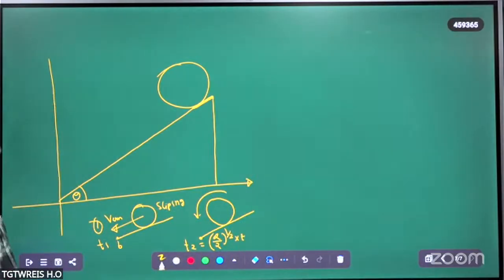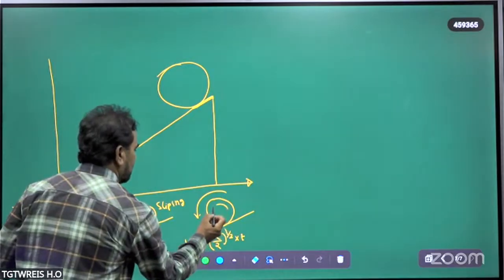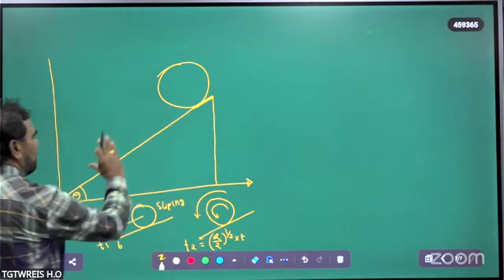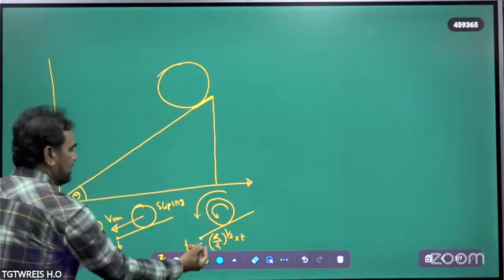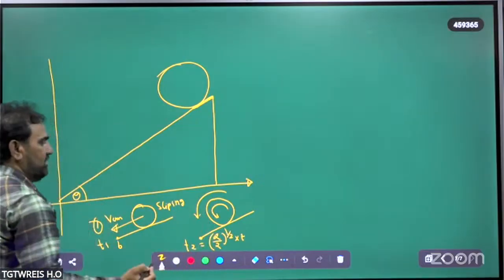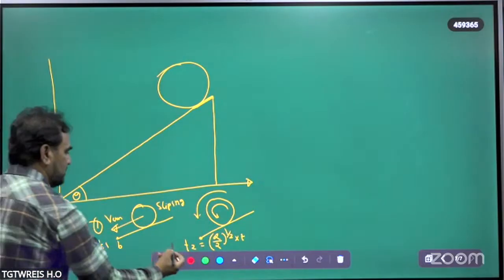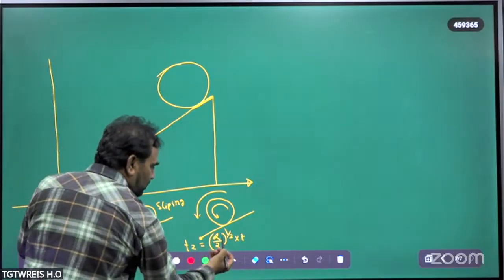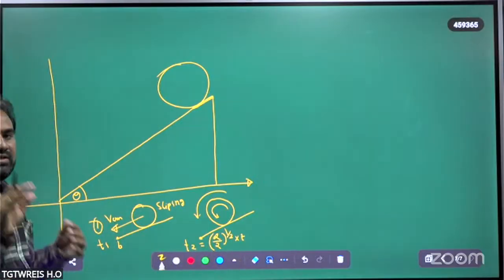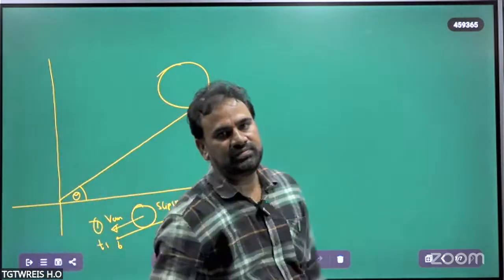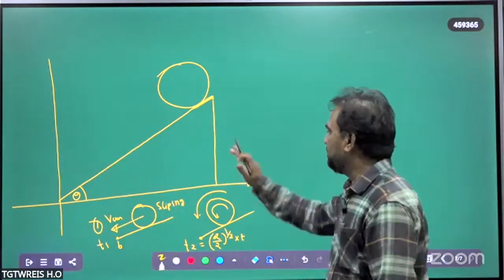When the disk is rolling on the same inclined plane, the inclined plane does not change, it will take the time t2 equal to alpha upon 2 root 2 into t. Then find the value of alpha. Is it clear, the problem?